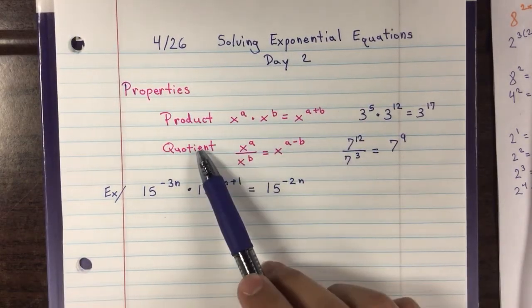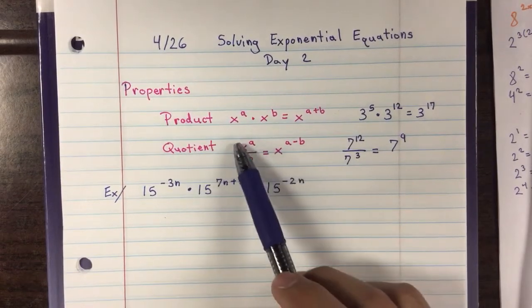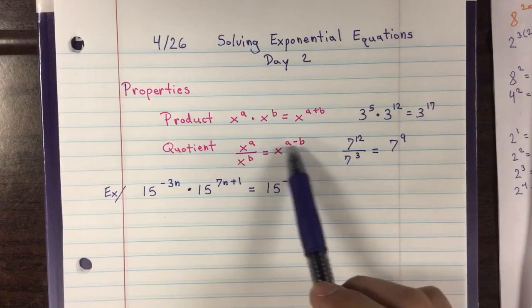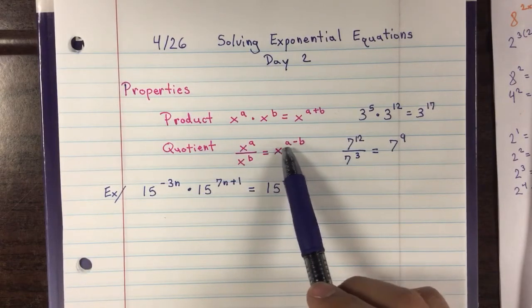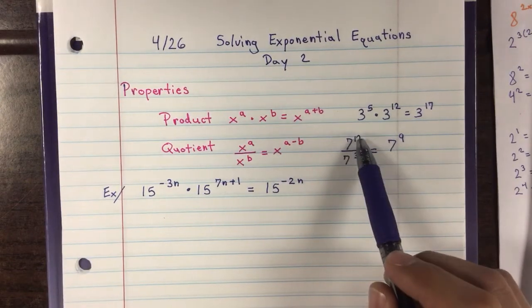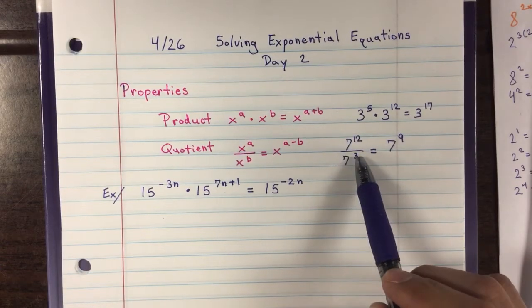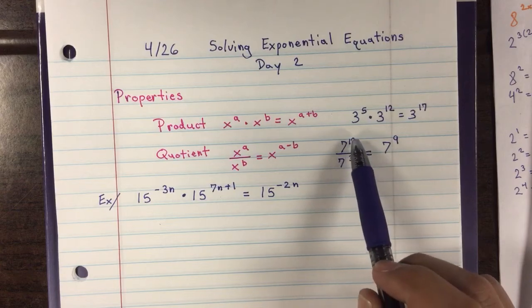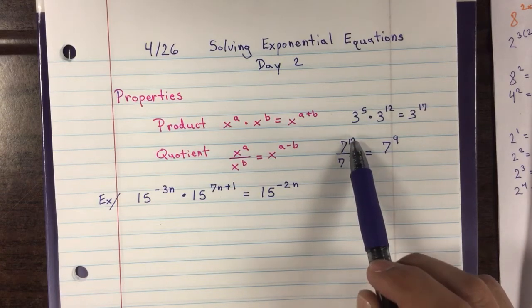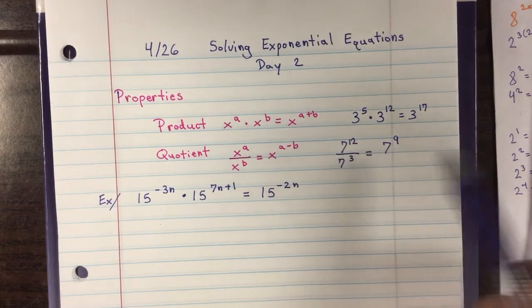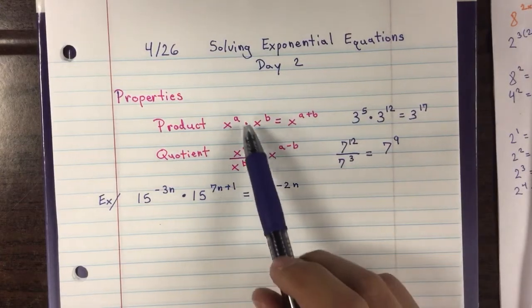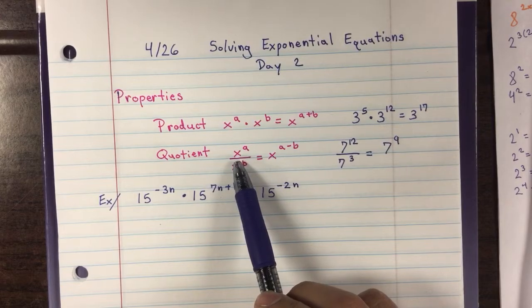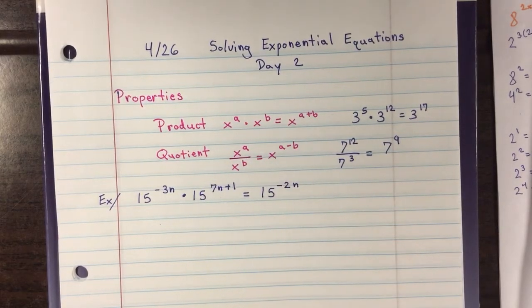So for quotient, it's just division. If I have the same base and they are dividing, we're going to subtract the powers or the exponents. So if I have 7 to the 12th over 7 to the 3rd, the base is the same, so I keep the base the same. And then 12 minus 3 is going to give me 9. So when you see multiplication, add your exponents. When you see a fraction or division, subtract your exponents.